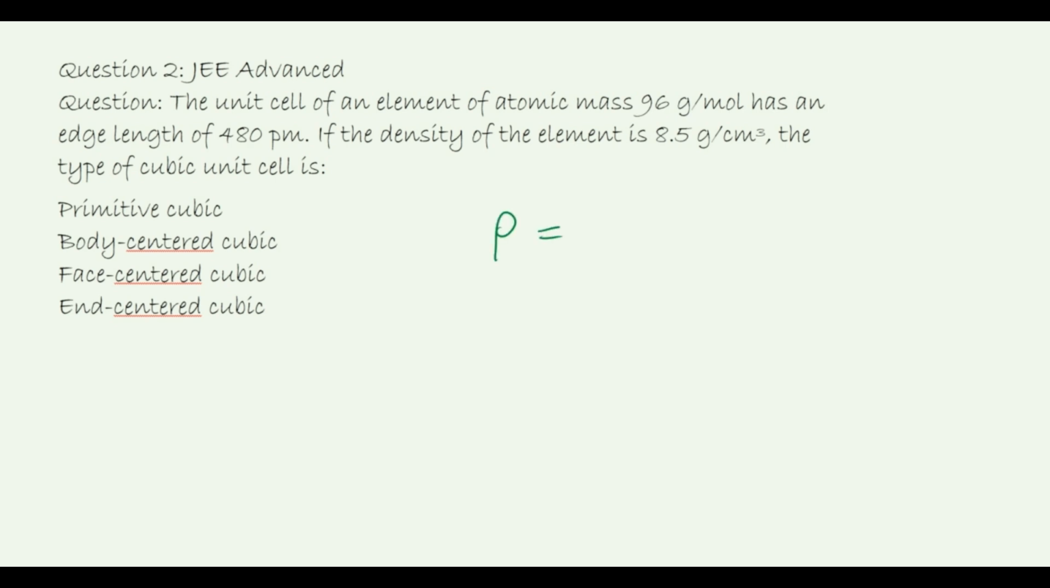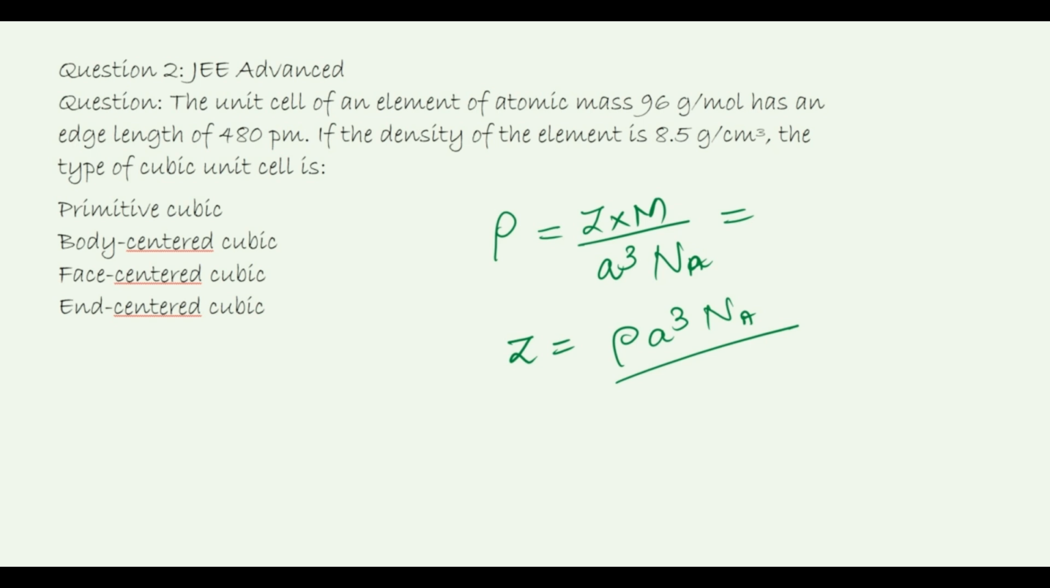We know that rho is equal to Z into M divided by a cube Na. I have given the formula, right? Where the Z value we don't know, so we keep Z as the unknown. Let me write it like this: Z is equal to rho a cube Na divided by M.